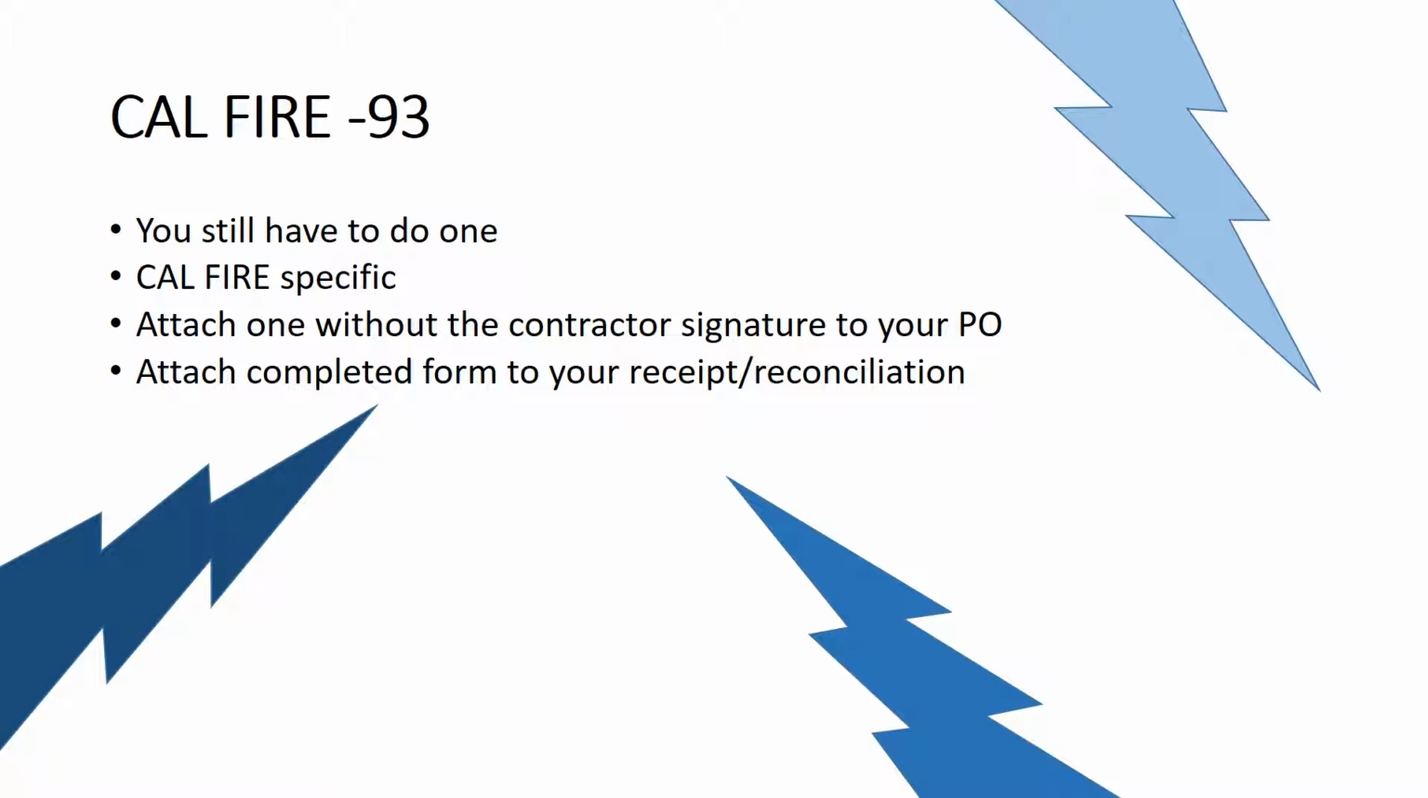You must begin your CAL FIRE 93 when you begin planning your purchase. Sign it and have an approver sign it. Then scan it for attaching to your purchase order with as much information on it as you can get. When you reach the receiving or reconciliation process, you will then scan and upload the final and complete form with all the signatures, including the contractor's signature. Then save the original paper copy of your 93 in your vendor file.